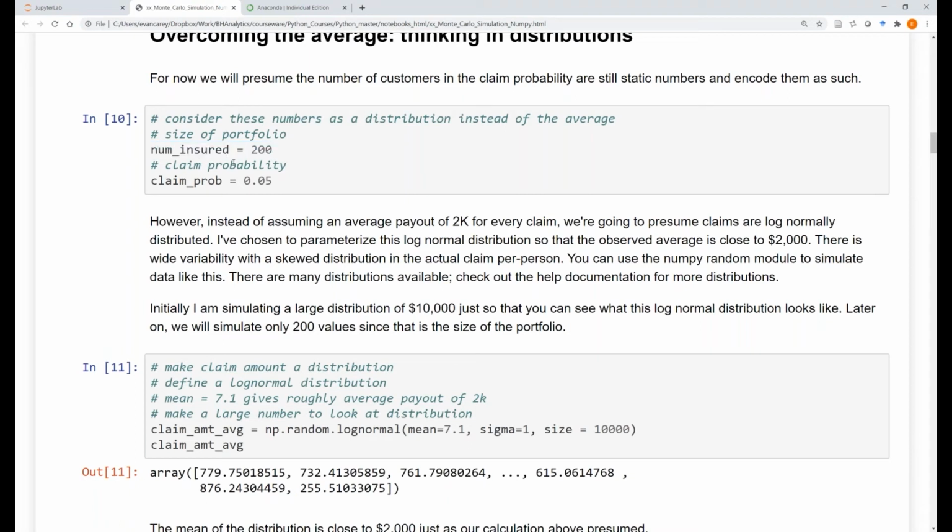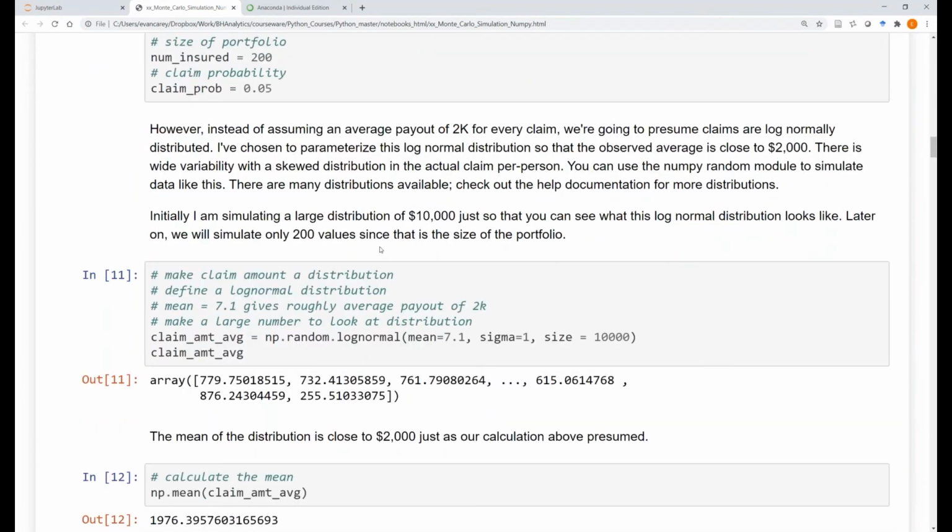I'm also not going to let the claim probability vary yet. It's just going to be 5%. But these are scalars, a deterministic number, right? Where we're going to introduce the stochastic piece for this first part is in the claim amount. So for the claims, instead of saying the average is going to be 2,000, we're going to presume claims follow a log normal distribution with specific parameters, and that somebody could have any of those values.